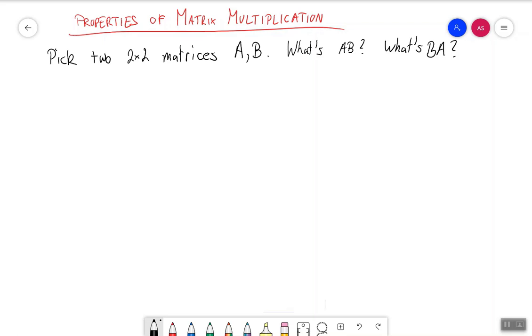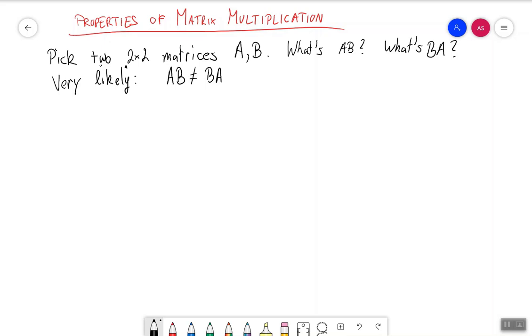Alright, so now that you're back, it's very likely that you found that AB is not BA. Now sometimes you'll be lucky and you'll get that AB is BA, but for most choices of A and most choices of B, A times B is not B times A. Unfortunately, matrix multiplication is not commutative.